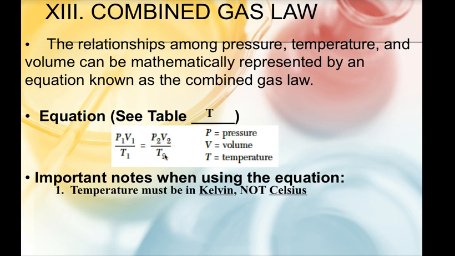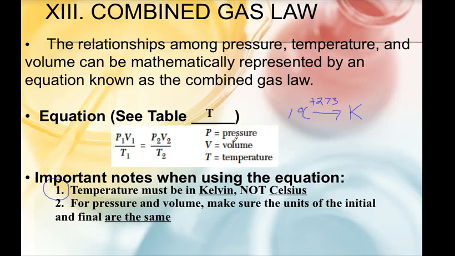A couple of things that you have to keep in mind, and this is an extremely important point: when you are solving any gas law, whether it's this one or involving just two variables, temperatures must be in Kelvin. Now, how do you convert from degrees Celsius to Kelvin? You simply add 273. So it's relatively simple. Going from Celsius to Kelvin, you add 273. It's an important fact that you remember.